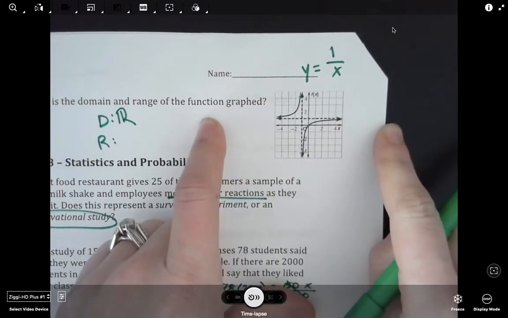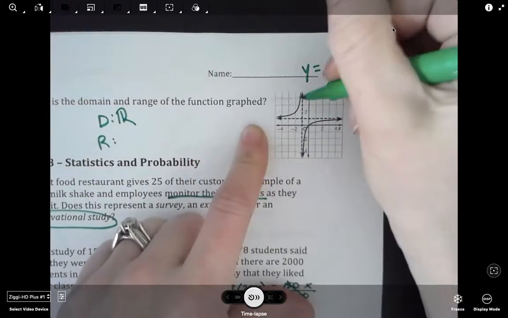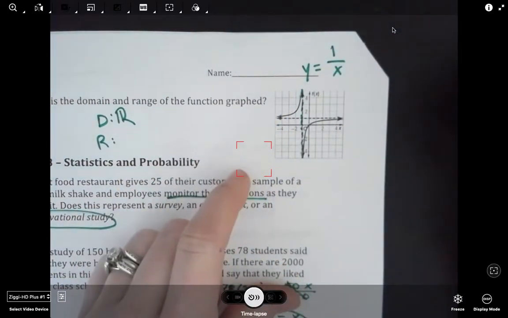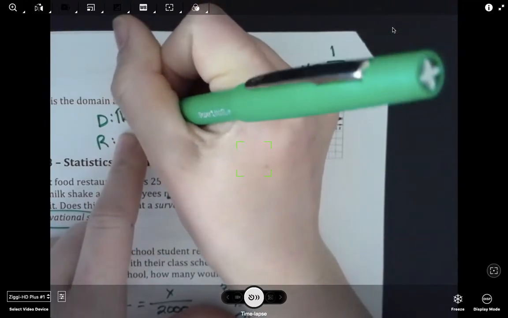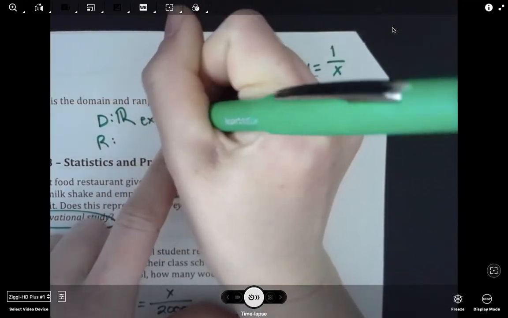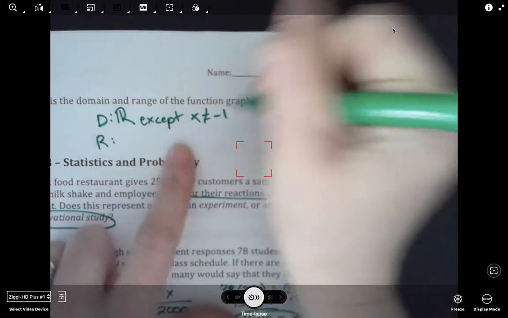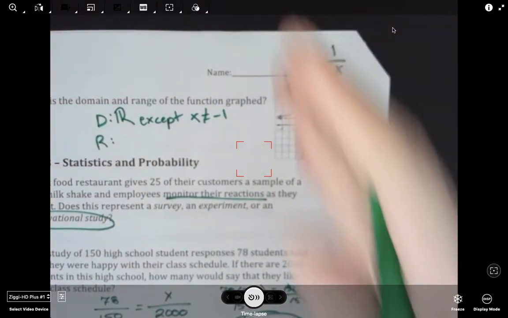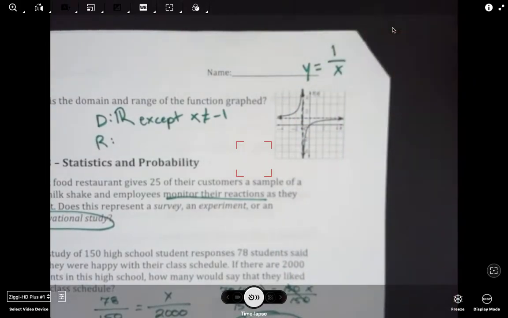But all reals except for what? It's not going to touch this dotted line right here. It doesn't pass through that, and that's at -1. So it's all reals except x is not equal to -1. It won't touch that -1 value. It's going to go left and right forever, but it won't pass through. That's like a closed door. It can't go through there.